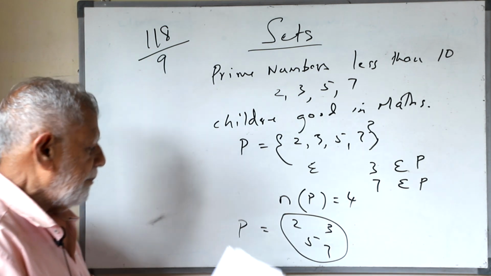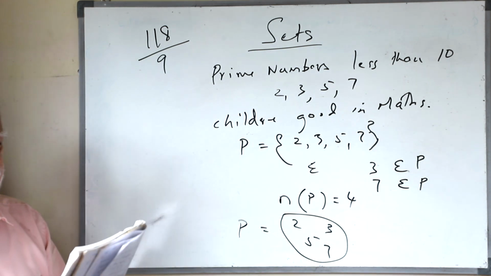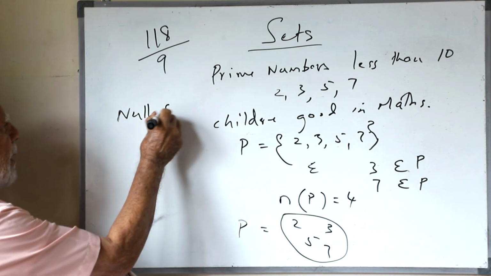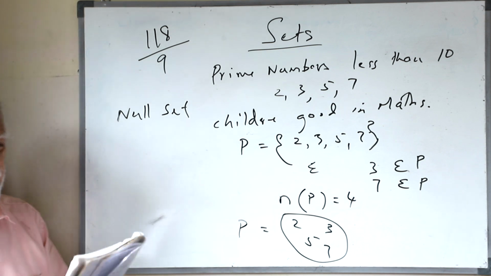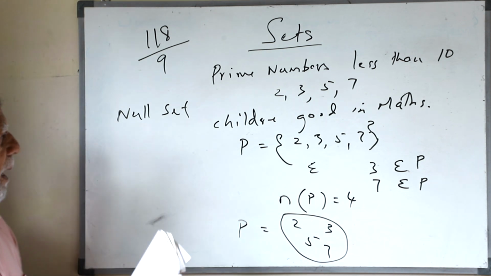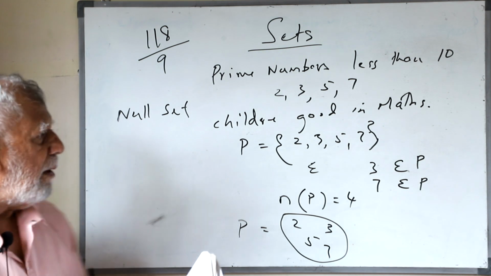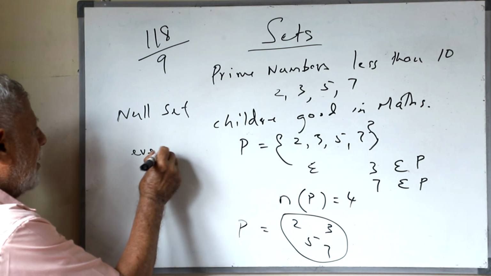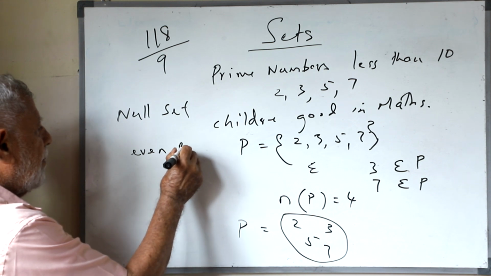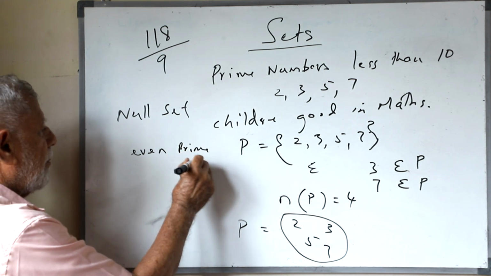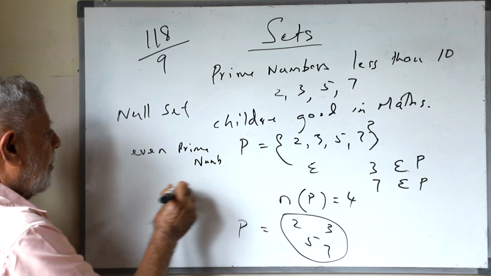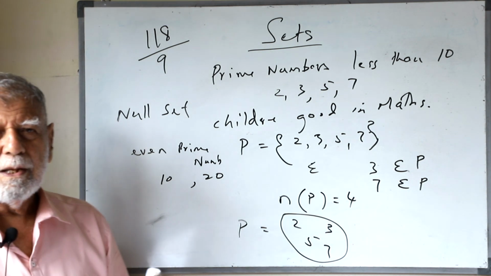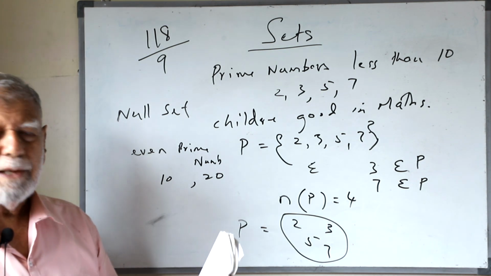Then there is something else we should know, that is called the null set. Now what is a null set? A null set means there are no elements. For example, even prime numbers between 10 and 20. Now between 10 and 20 there are no even prime numbers. The only even prime number is 2, that is less than 10.